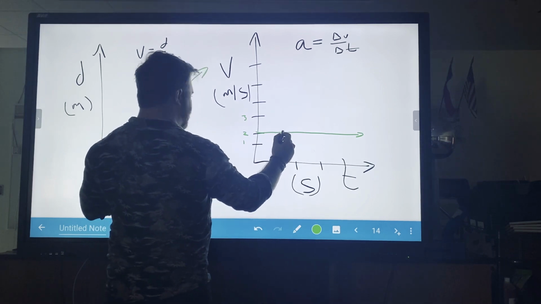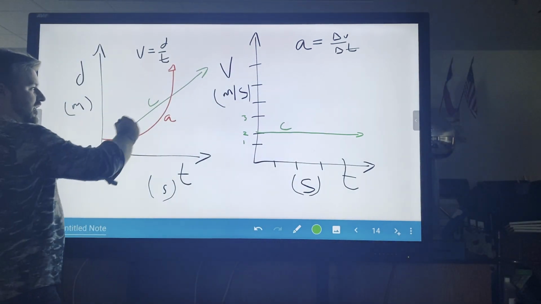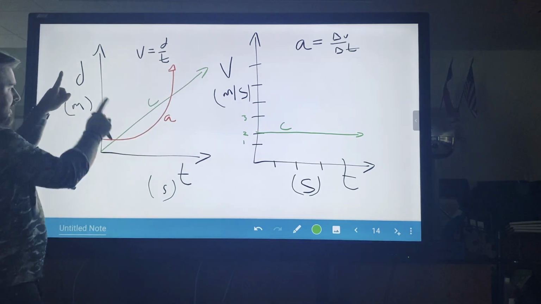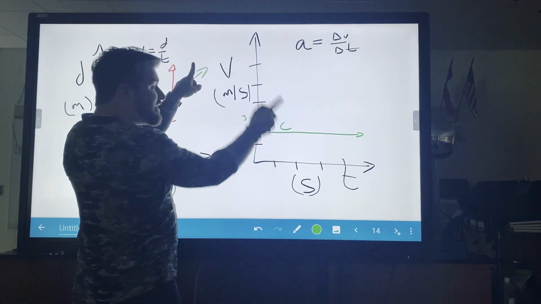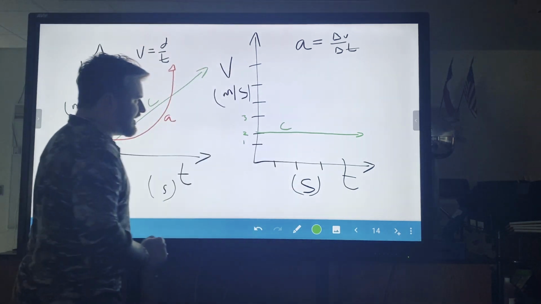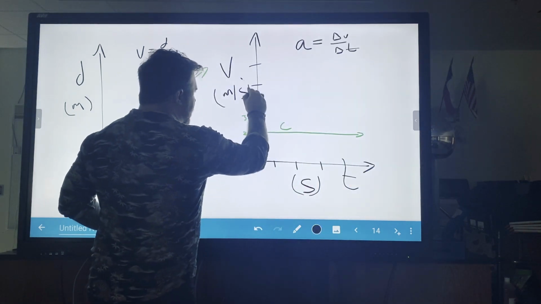That is constant velocity on this graph. Here, this is constant velocity on a meters per second velocity versus time graph. You have to read these axes correctly, right? You have to read them correctly.